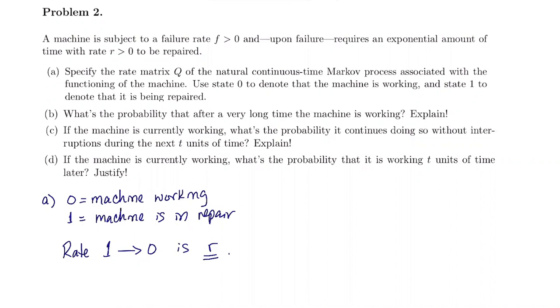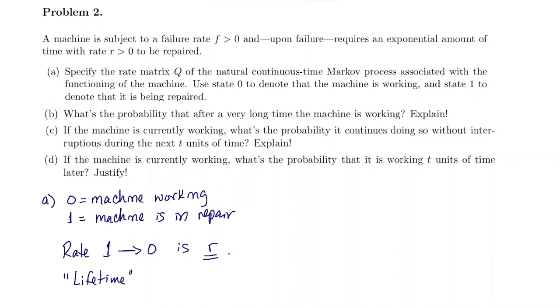And it's also exponential. And then going the other way, the rate of moving from state 0, from working to failure to state 1, that's the failure rate. And incidentally, even though the problem does not say that there is an exponential amount of time until failure, that is a property of continuous time Markov chains and the fact that the exponential distribution is the only continuous distribution with the lack of memory property. So it is safe for you to say that the lifetime of the machine, or the working phase of the machine, is exponential with rate F.